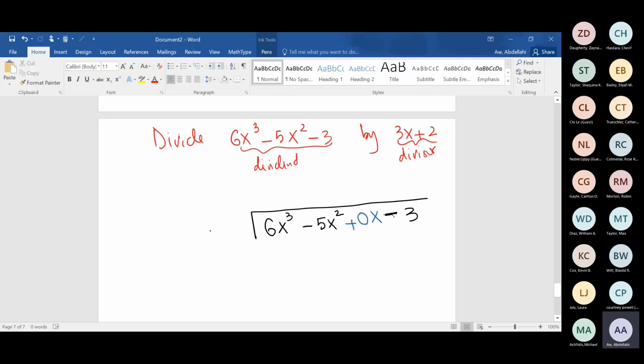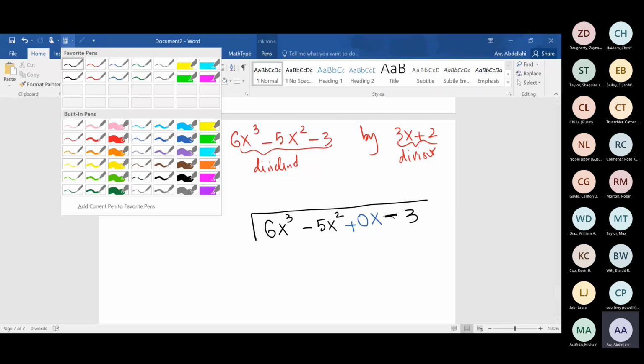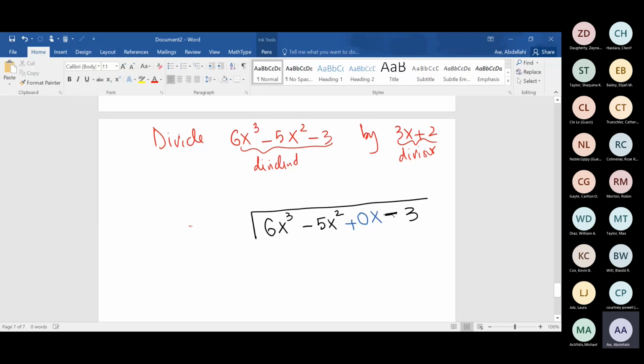And I'm going to write the divisor in decreasing order also. 3x plus 2. Decreasing order. Okay? Now what am I going to do? I'm going to divide the leading term by the leading term, every time. So what is the leading term in the dividend? It is 6x cubed, right? I'm going to divide 6x cubed by 3x.